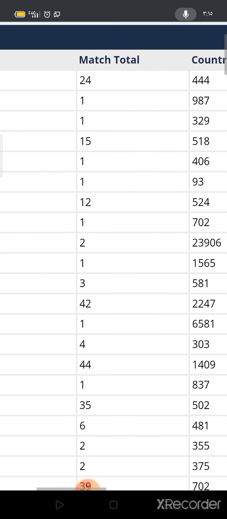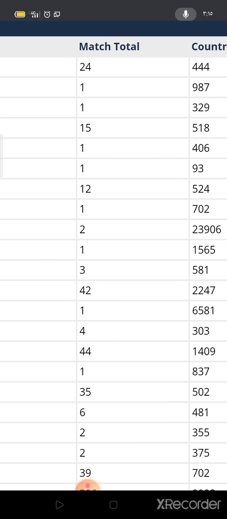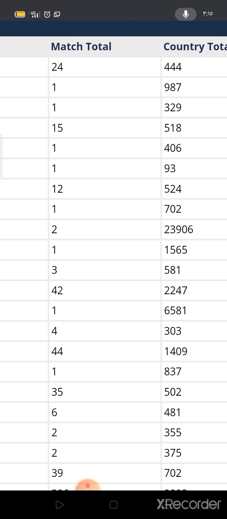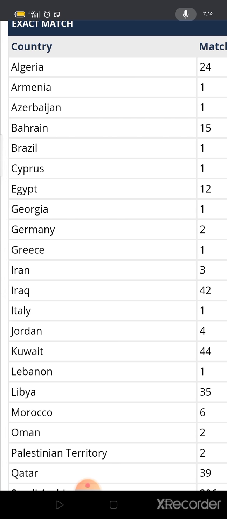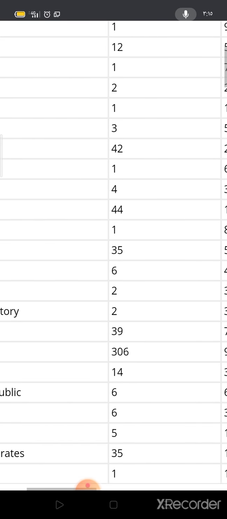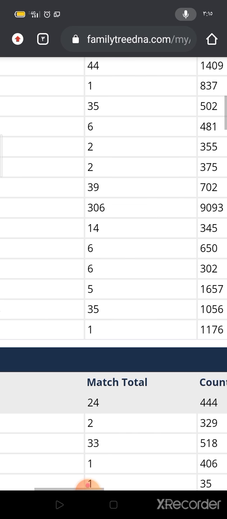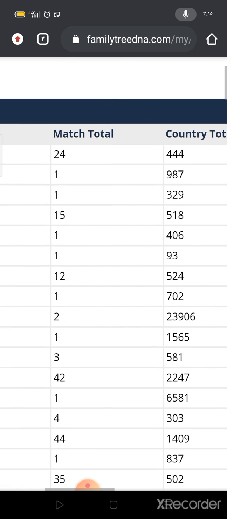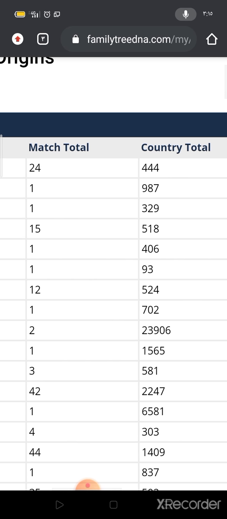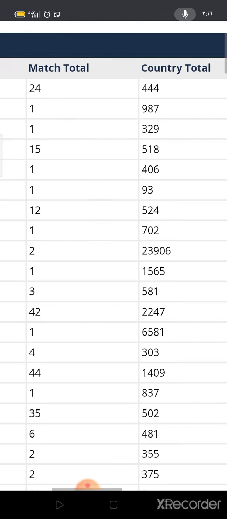Also, we have here 44 exact matches from 1,409 from Kuwait. This is also closer to the Arabian Peninsula. 42 from Iraq also. So this will give you an idea by the percentage and by the numbers. And if you have matches on this level, you can check the number of people who are tested for the 12 markers. Even if they don't have matches with you, you can check them, because here we have the total match and the country total: the people who are matching with you and the people who are not.